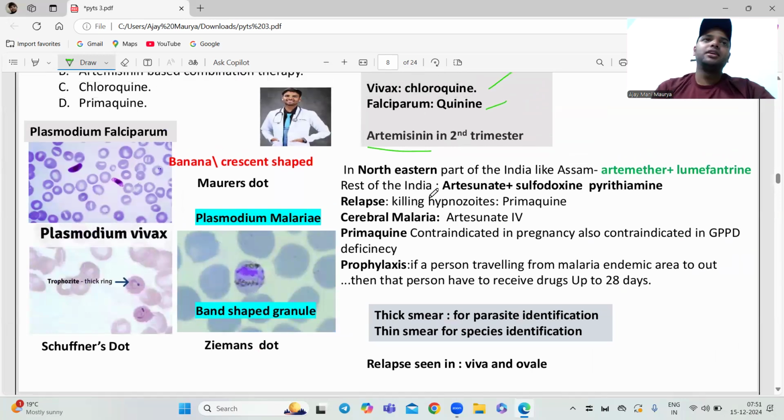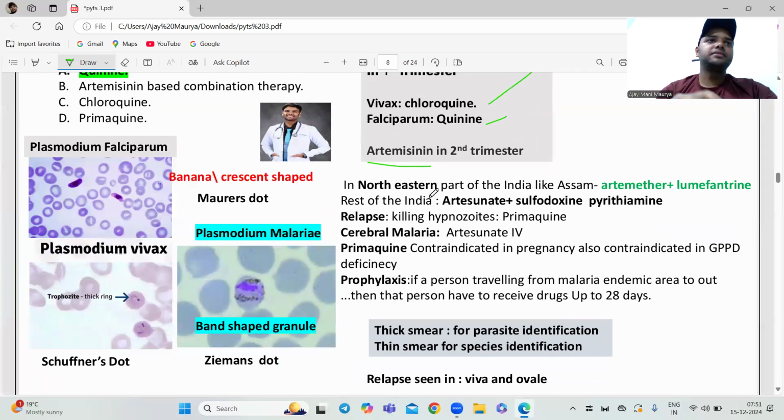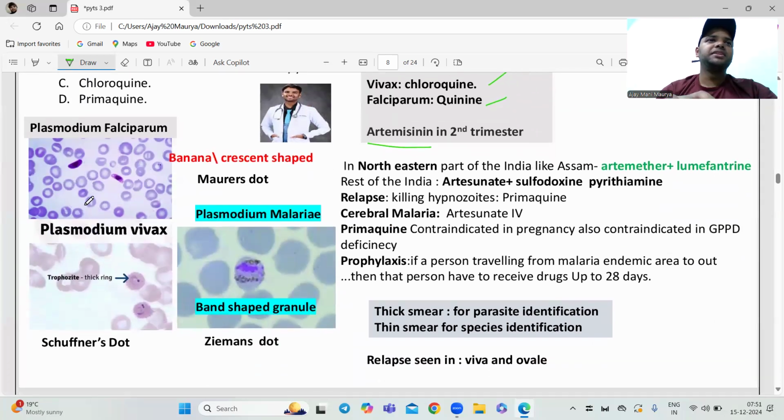And also, guys, you have to remember the histopathological slides. See here, guys. This looks like a crescent or moon shape or banana shape. It is Plasmodium falciparum. Okay, what else do we see? We will see the Maurer's dots. This is the Maurer's dot. Okay, now just reverse the Plasmodium, this falciparum.